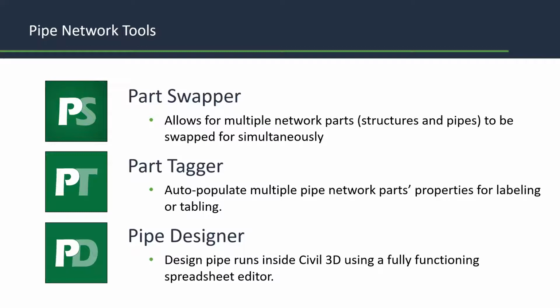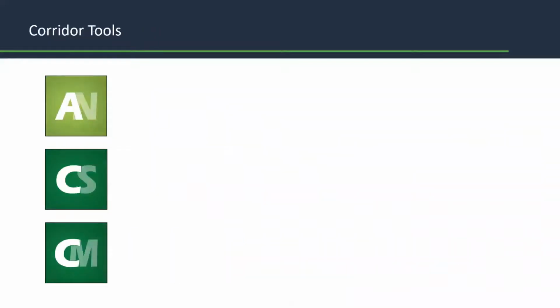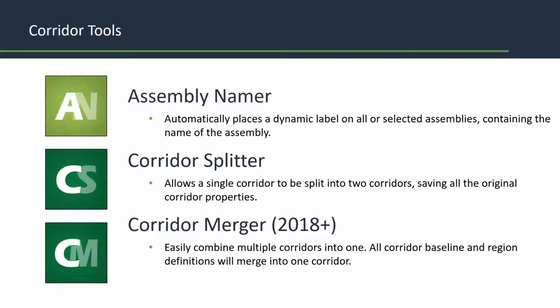And then pipe designer, this is one of the ones I'll get to if we have time at the end of the webinar, but this is the one that lets you use a spreadsheet editor inside Civil 3D to design your pipe runs. As far as our corridor tools are concerned, we've got a pretty big batch of these.